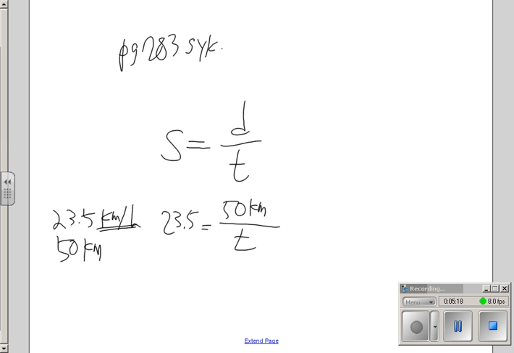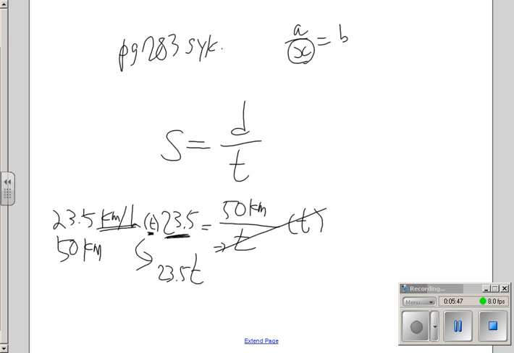So we have an equation in the style of a over x equals b, with a variable in the denominator. The first thing I want to do is get rid of the t in my denominator, because it says dividing by t. I multiply by t to get rid of it, and multiply by t over here. Remember, this is a multiplication of a variable and a number, which means the number can act as a coefficient. By the commutative property, it doesn't matter the order in which I multiply. So 23.5t equals what's left over, which is 50.